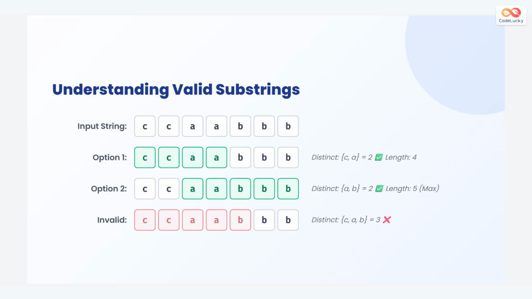Let's look at another example to verify our understanding. Consider the string "ccaabbb". We could pick "cca", which uses c and a. Its length is 4, or we could pick "aabbb", which uses a and b. Its length is 5. However, we cannot pick the entire string because it contains 3 distinct characters, c, a, and b. Our answer here would be 5.